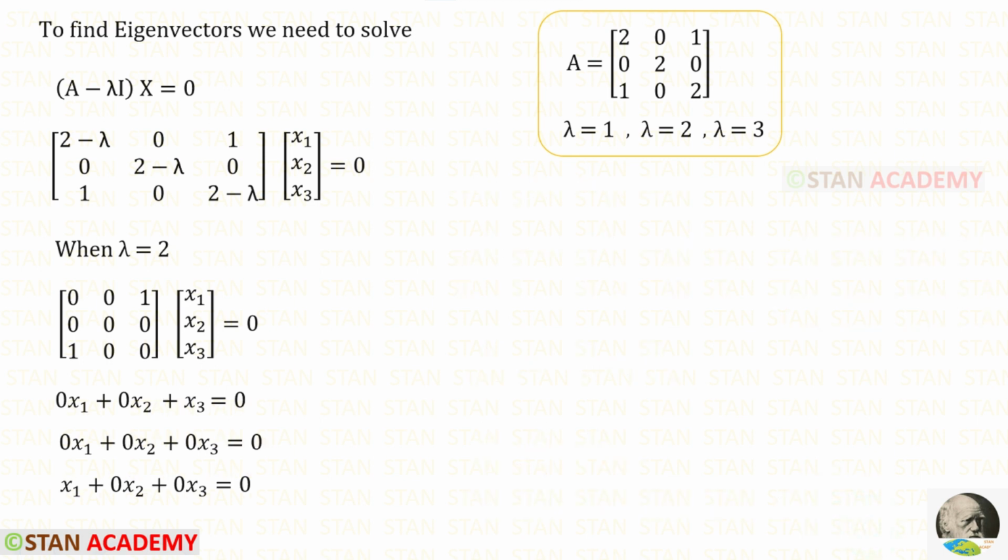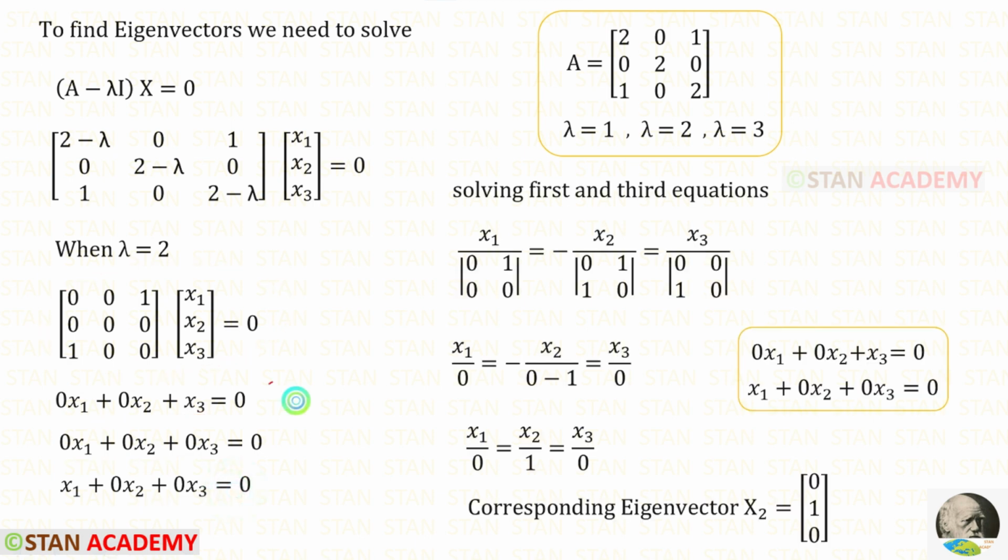Now let us find the eigenvectors when lambda is 2. 2 minus 2, it will be 0. Then from these, we can form these three equations. Now we have to select two equations. You can see that in the second equation, all of the terms are 0. So we should not select these. Only we have to select the first and third equations.